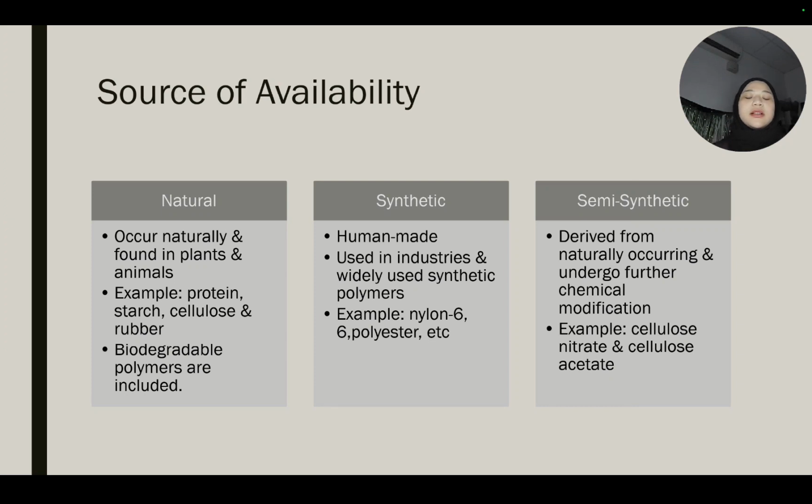For example, nylon 6 and polyester. Then semi-synthetic polymers, which are derived from naturally occurring polymers and undergo further chemical modification. For example, cellulose nitrate and cellulose acetate.